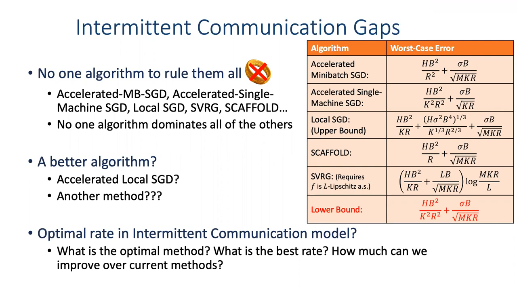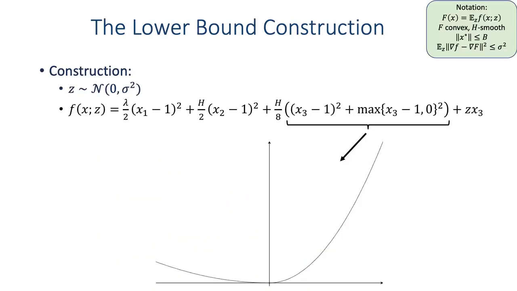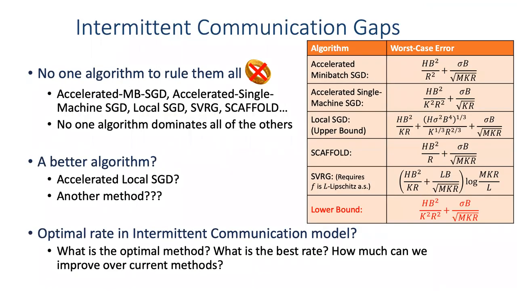And is that lower bound specifically for the updates of local SGD? Yeah, this is very specifically for local SGD. Okay, thank you. But the lower bound in this slide is not specific to local SGD, right? Yeah, this lower bound is not specific to local SGD. This applies to any intermittent communication algorithm.